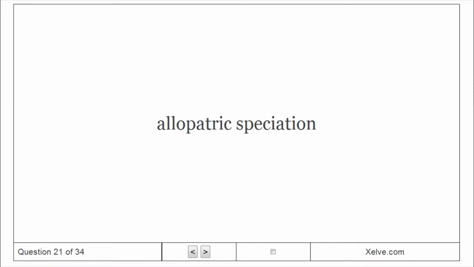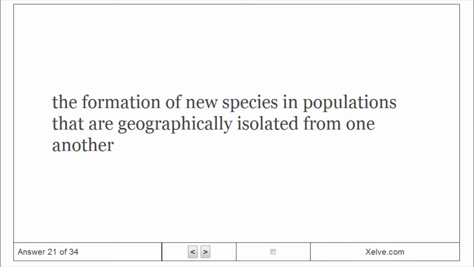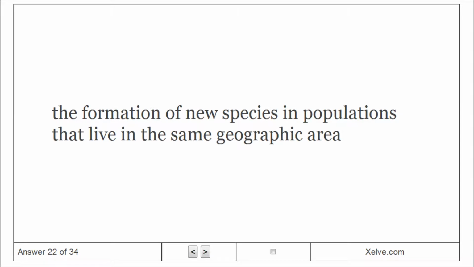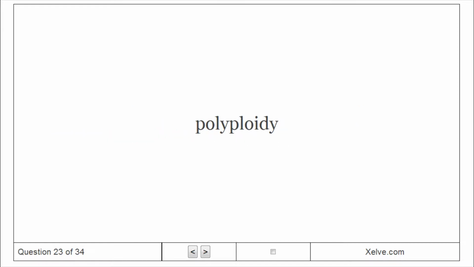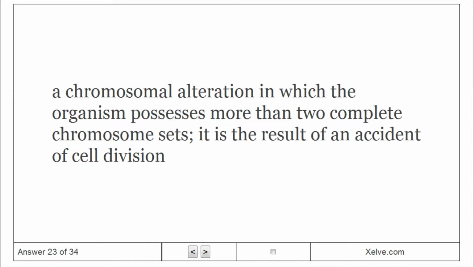Allopatric speciation. The formation of new species in populations that are geographically isolated from one another. Sympatric speciation. The formation of new species in populations that live in the same geographic area. Polyploidy. A chromosomal alteration in which the organism possesses more than two complete chromosome sets. It is the result of an accident of cell division.